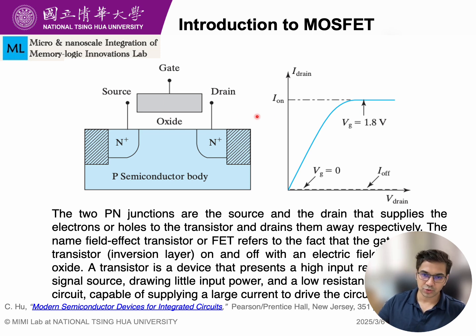Ideally, a MOSFET should have high input resistance but low output resistance, and it should have the ability to amplify signals. This makes MOSFETs versatile for various analog and digital circuits.